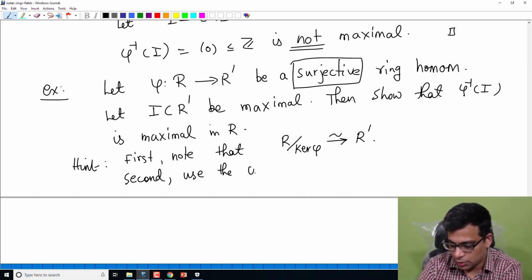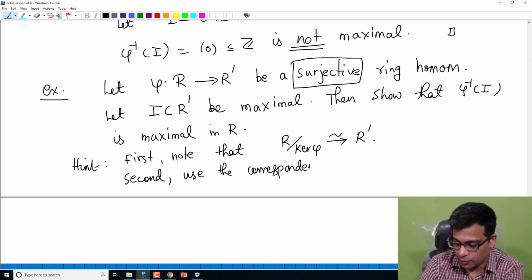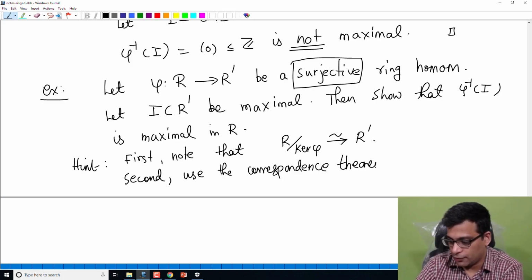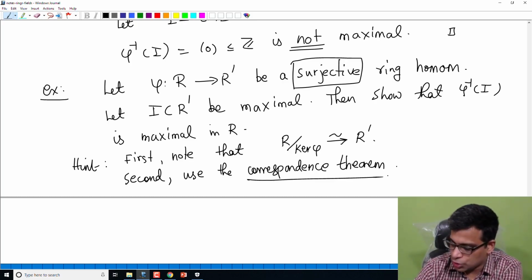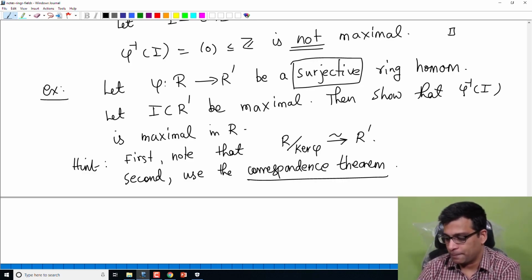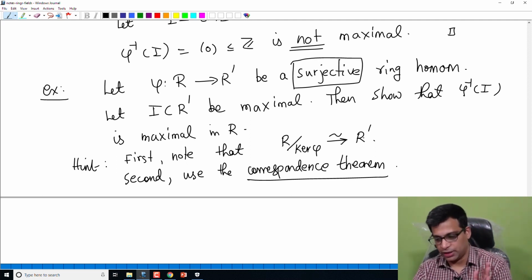Second, use the correspondence theorem, or the slightly stronger correspondence theorem that I stated at the end of the previous video. The correspondence theorem says that ideals in R mod I are in bijective correspondence with ideals in R containing I, but you can put adjectives to these statements, prime ideals on both sides or maximal ideals on both sides, and the correspondence theorem still holds. Use the stronger version of the correspondence theorem for maximal ideals, because if you take a maximal ideal in R prime, its inverse image will be maximal because it just corresponds to an ideal in R that contains kernel phi.